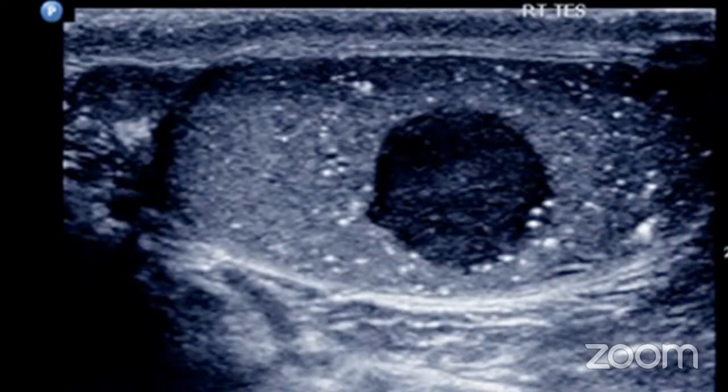Okay. Don't worry. Pre-op AFP is 1400. Beta HCG is 75,000. What is the likely diagnosis? Well.